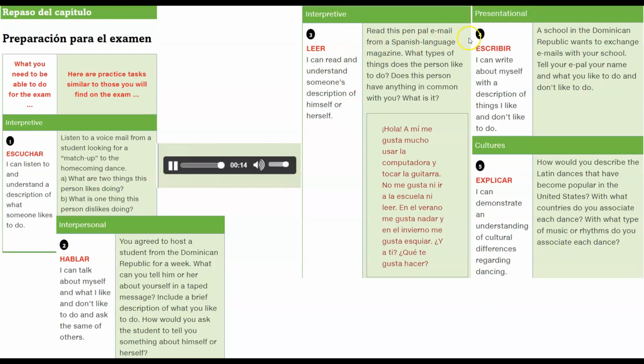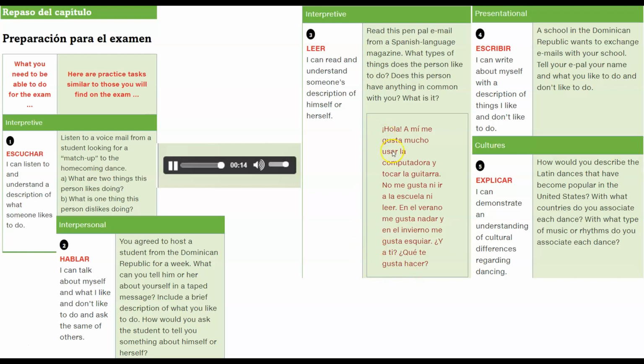Read this pen pal email from a Spanish language magazine. What type of things does the person like to do? Does this person have anything in common with you? So, hola, a mí me gusta mucho usar la computadora y tocar la guitarra. No me gusta ni ir a la escuela ni leer. En el verano me gusta nadar y en el invierno me gusta esquiar. ¿Y a ti? ¿Qué te gusta hacer?